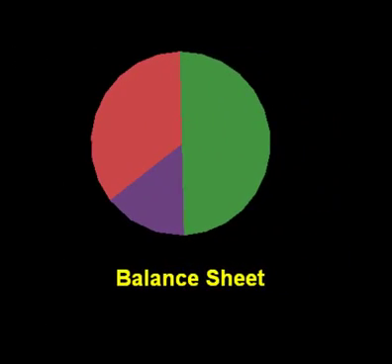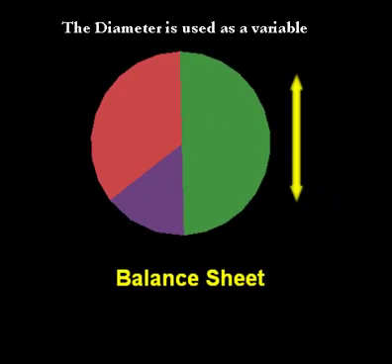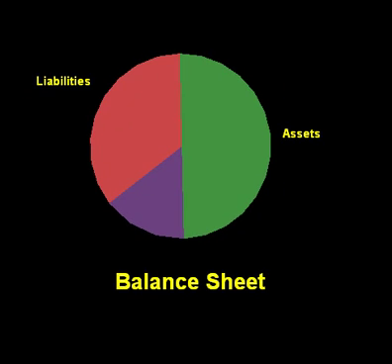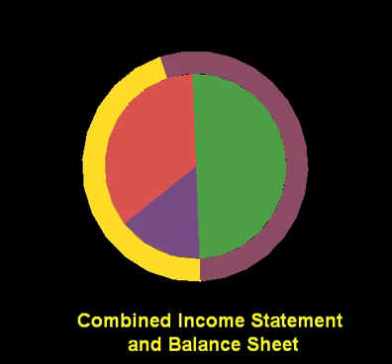The same information can be visually represented in a pie graph. Revealed 3D uses the pie graph with a twist. The diameter is also used as a variable. So as the balance sheet grows, so does the diameter of the pie chart. We could also plot the income statement around the balance sheet, sort of like a growth ring on a tree.